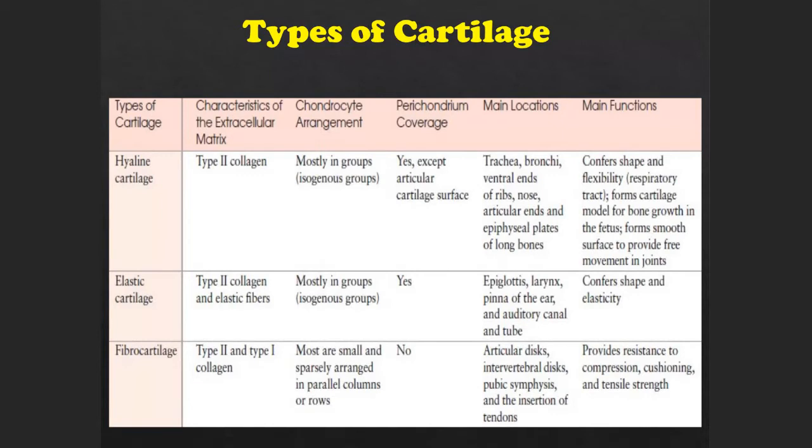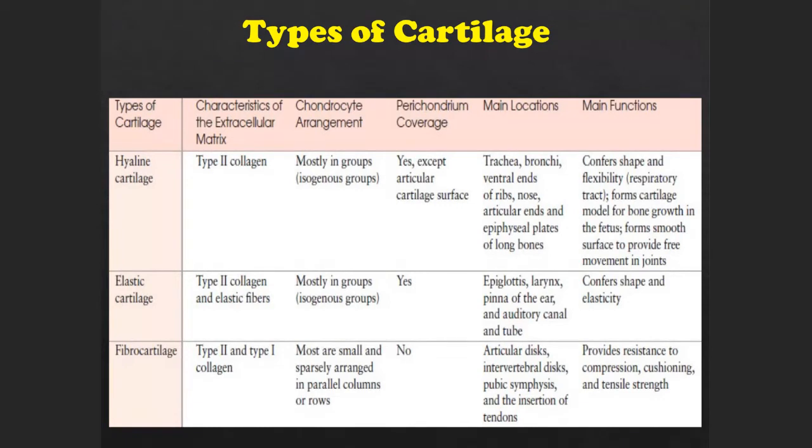Now, where do you see hyaline cartilage? Mainly in the trachea, that is your windpipe. Bronchi are related to your lungs. Then your ribs, then nose, and the articular end of your epiphyseal plate of long bones. When I use the word epiphyseal and long bones, you should relate it to what we have already discussed: the proximal epiphyseal end, the distal epiphyseal end, and diaphysis.